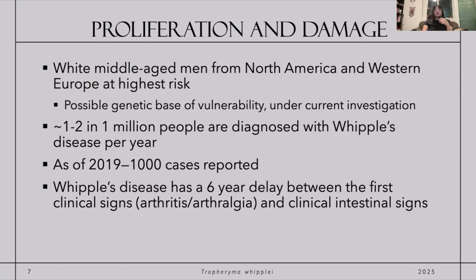And Whipple's disease has a 6-year delay between the first clinical signs and the clinical intestinal signs. I'll get into a little bit more, but you'll first experience arthritis and arthralgia, which again is joint pain of that sort. And then you get that intestinal stuff that I was referencing with the figure I showed you and the interleukin plays and that.